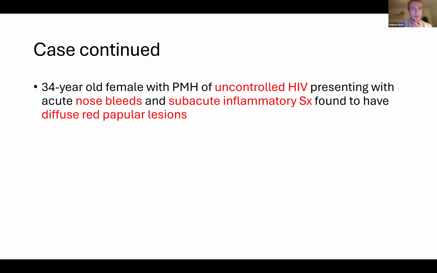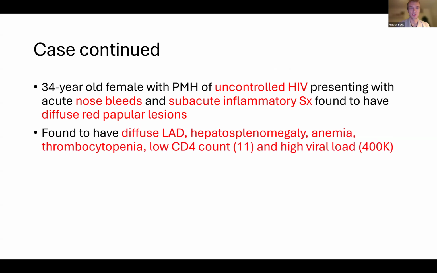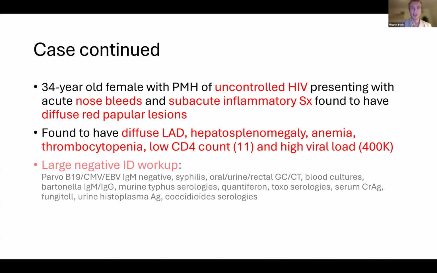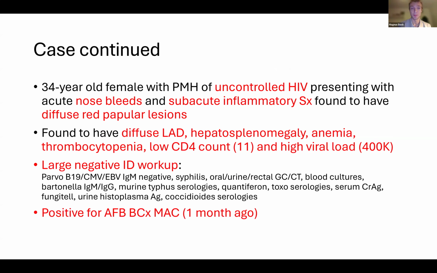So the case continued with the physical exam and the labs. The patient had diffuse lymphadenopathy, hepatosplenomegaly, anemia, and thrombocytopenia, and then a very low CD4 count at 11 and a high viral load. And the patient also underwent a very large ID workup that was negative, except for an AFB blood culture that was positive for MAC, but that was 1 month ago, and the patient didn't receive any treatment for that. So we started to wonder whether the current presentation could be related to this disseminated MAC infection.